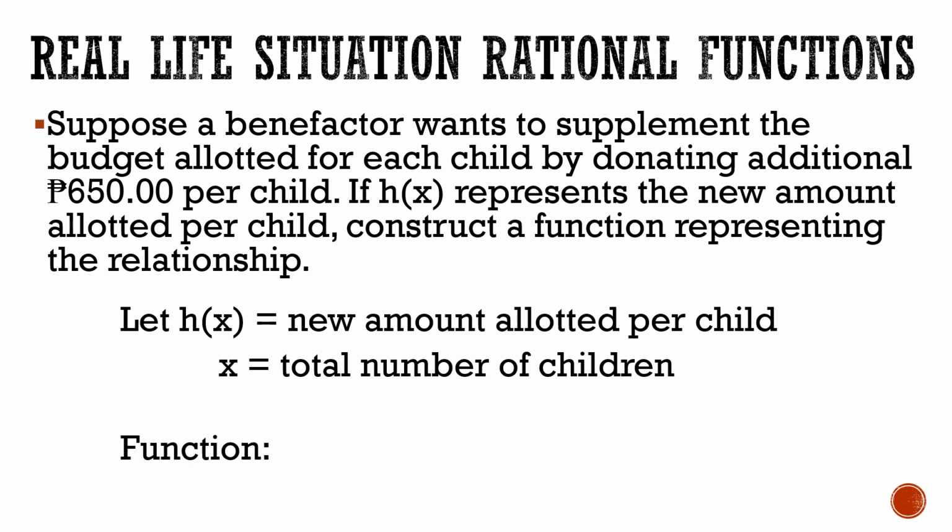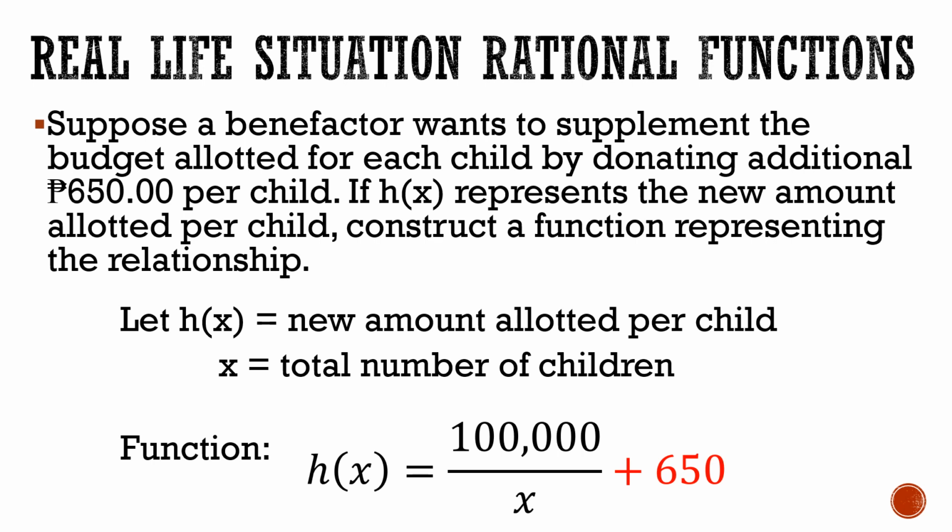So, ang magiging function po natin is h of x equals 100,000 over x, pero magkakaroon na po siya ng plus 650. Kasi kung ano man po yung maging total natin dito sa 100,000 divided by x, lalagyan po natin siya ng 650. Kasi sabi po dito, donating additional 650 per child. Okay po? Kasi ito po is total po ito per child. Pagka 100,000 divided by x, dadagdagan po natin ng additional 650. Kaya ganyan po yung bago nating function or rational function na h of x po. H of x. Okay po?